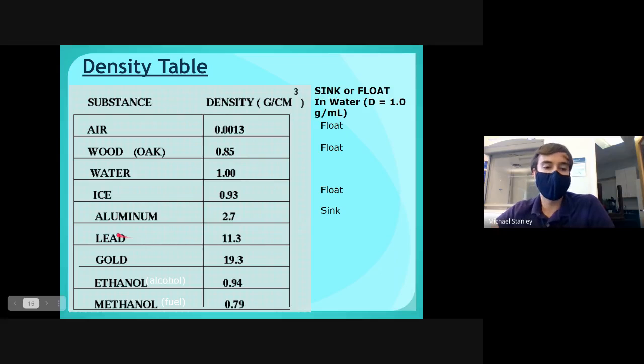All right, lead is a little bit heftier than aluminum. Lead has a density of 11.3. If you think of a ball of lead and drop it into water, is lead going to float or sink in our water? Sink.